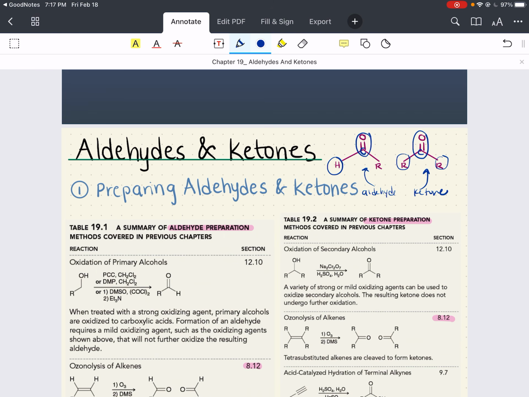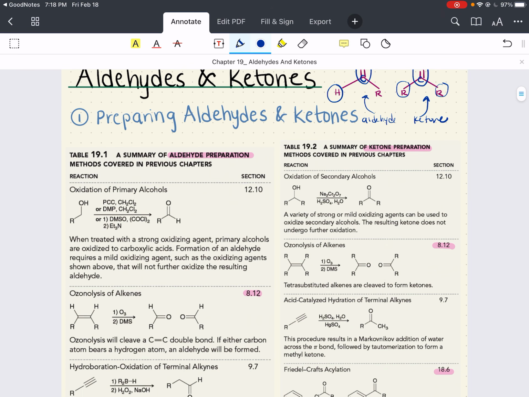Now, in this chapter, we're going to cover three big topics that revolve around aldehydes and ketones. We're going to talk about how to prepare aldehydes and ketones, and this will predominantly be a review of a lot of material you've covered in previous chapters. Second, we're going to talk about nucleophilic addition reactions that can occur with aldehydes and ketones. And lastly, after we cover all of that, we can talk about synthesis and synthesis strategies.